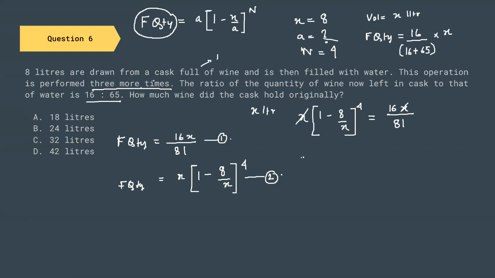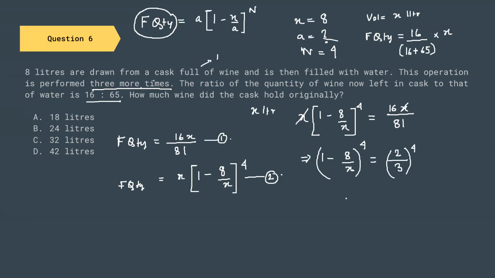This x is cancelled. So this will be 1 minus 8 by x to the power 4 is equal to 16 by 81. 16 can be written as 2 to the power 4, and 81 can be written as 3 to the power 4. So we can write 16 by 81 as 2 by 3 to the power of 4.